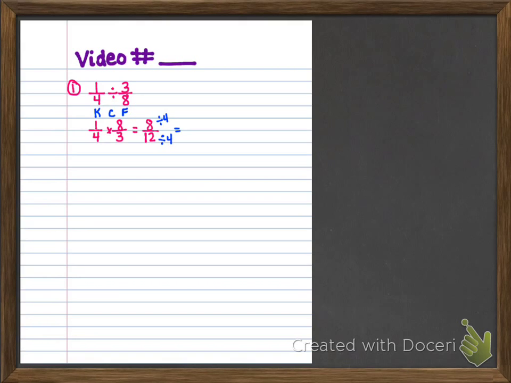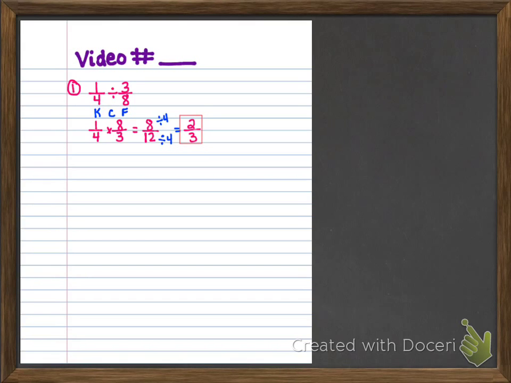It's got to be the same exact number. So now we're going to divide both the numerator and the denominator by 4. 8 divided by 4 gives me 2. 12 divided by 4 gives me 3. So now our final answer ends up being 2/3.